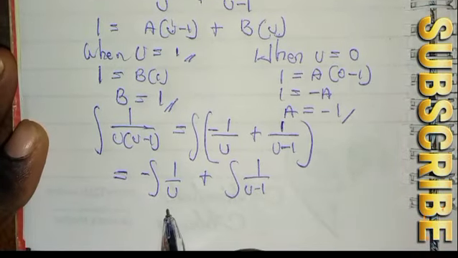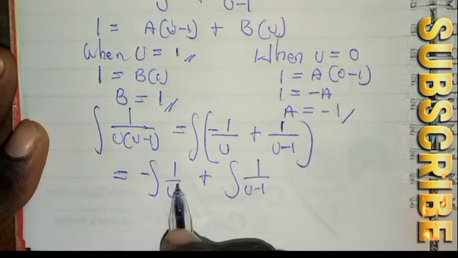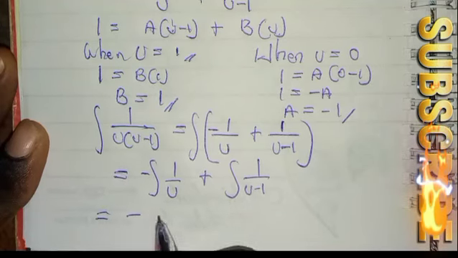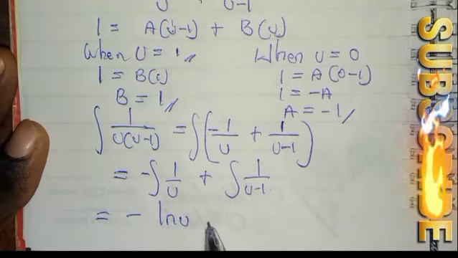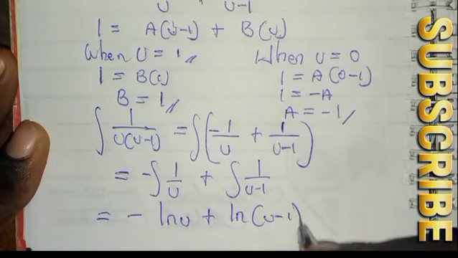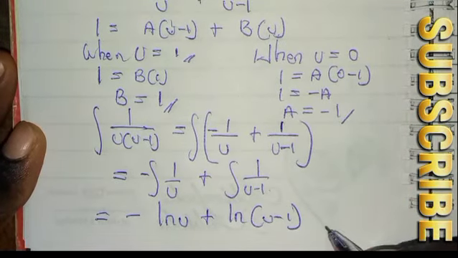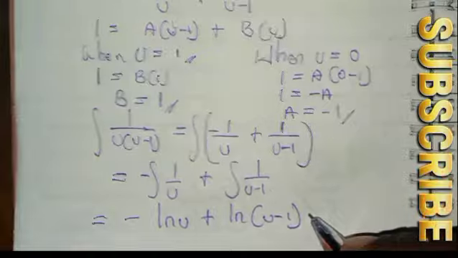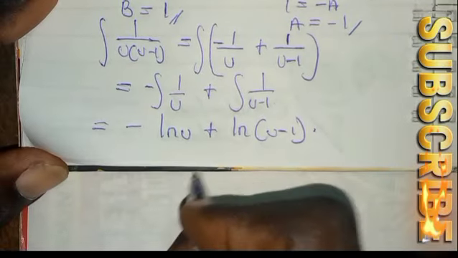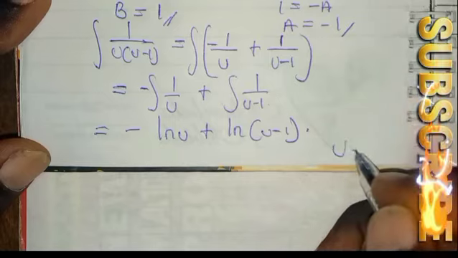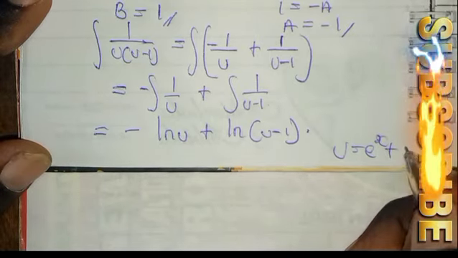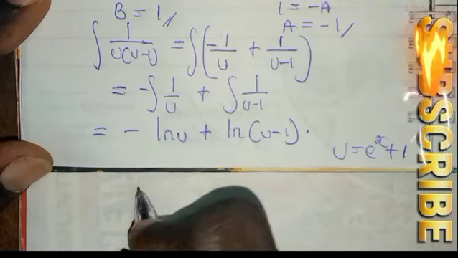So don't forget, finding an integral of this form is going to give us minus the natural log of u, and here we are going to have plus the natural log of u minus 1, right? Now let's make the substitution of u back. So we said u is equal to e raised to the power of x plus 1, right? So now make the substitution.